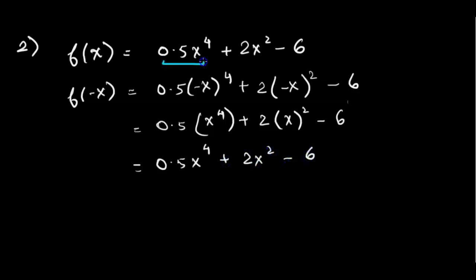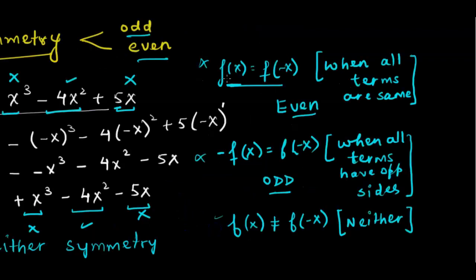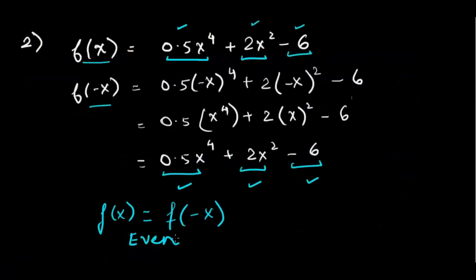Now when we compare all the terms of both of these functions, we have 0.5x^4 and 0.5x^4. These two are exactly the same terms. Plus 2x squared, exactly the same terms. Minus 6, exactly the same terms. So we can conclude f(x) is exactly the same as f(-x). And when f(x) is exactly the same as f(-x), it's called an even function. Therefore, this function is going to be concluded to have even symmetry. And this is how we determine odd and even symmetry when we're given a function in the form of an equation.